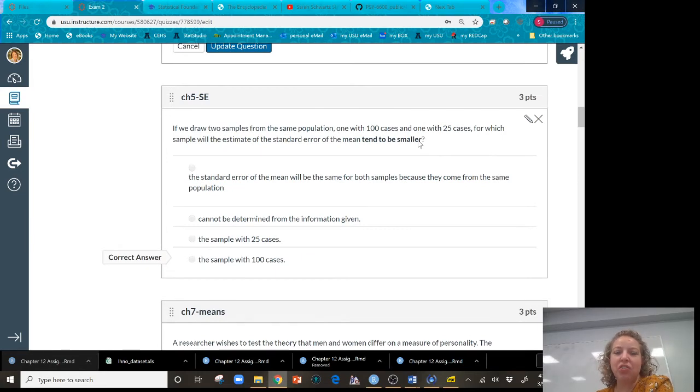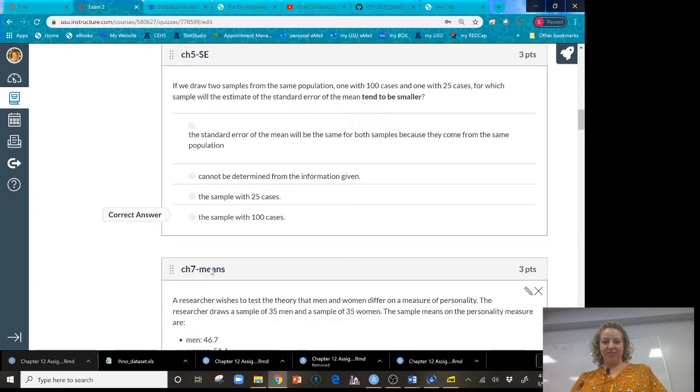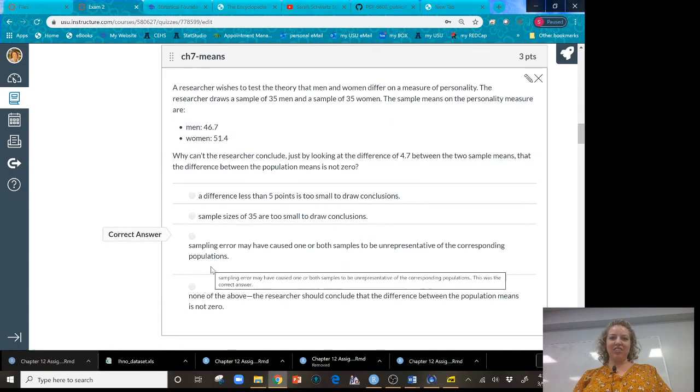Number 2, if we draw 2 samples from the same population, one with 100 cases and one with 25 cases, for which sample will the estimated standard error be smaller? What's the formula for standard error? Standard deviation, or sigma, over square root of n. So when is this going to be smaller? When we're dividing by a bigger sample size. So the answer is the sample with 100. Oh, look, it's showing us correct answers.